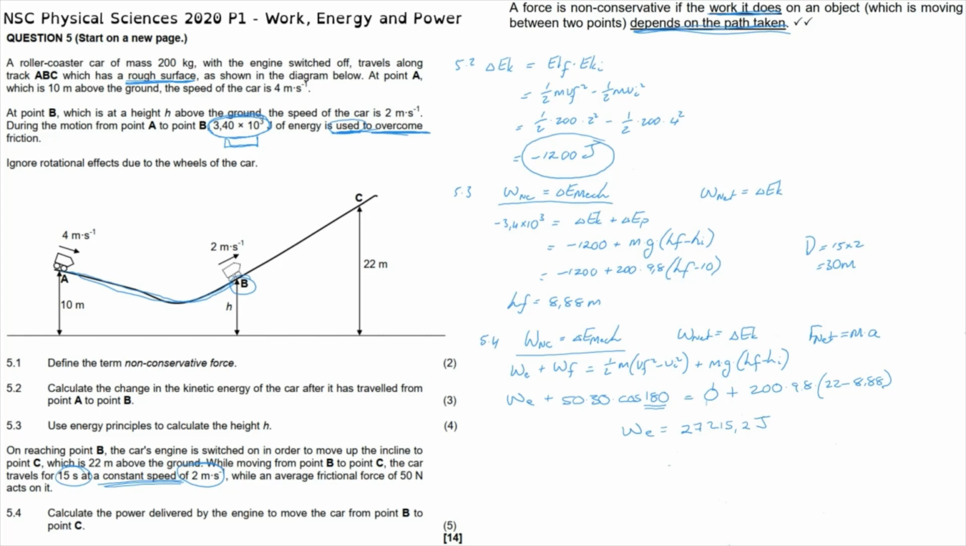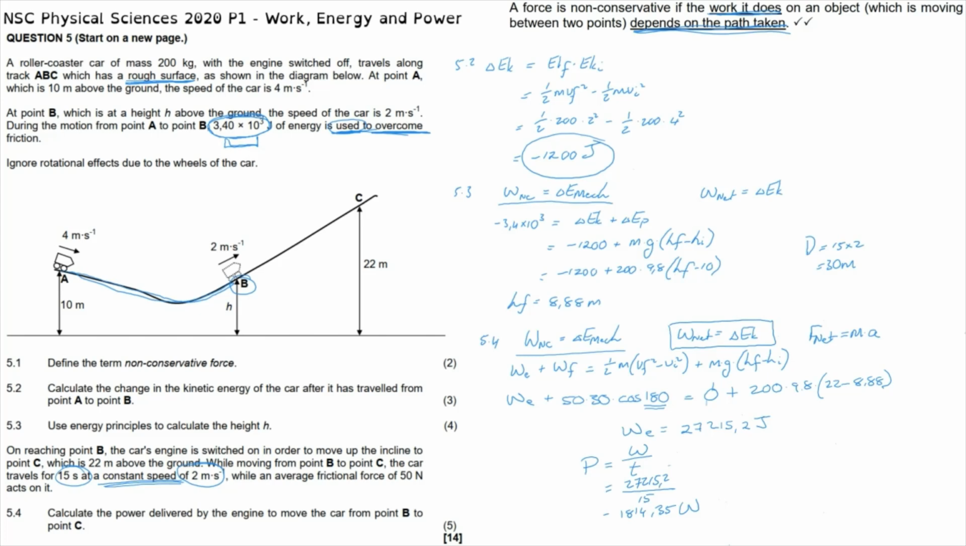And finally, we answer the question, which asked for the power of the engine, where we say power is the amount of work done divided by the amount of time. The amount of work done, 27,215.2, divided by the time. This motion took 15 seconds, and therefore the power we can say is 1,814.35 watts.